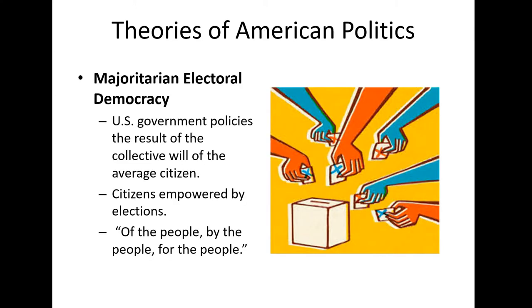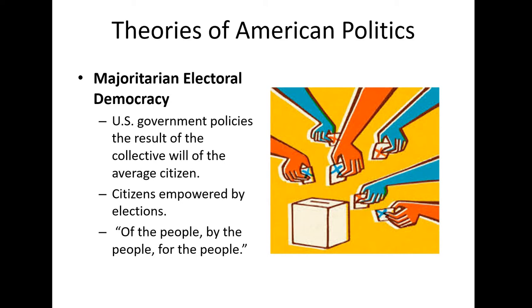in American politics. One is majoritarian electoral democracy. This is the idea that U.S. government policy is the result of the collective will of the average citizen who is empowered by democratic elections. It's the government of the people, by the people, for the people. So in order for someone to be elected, they have to appeal to the median voter and converge at the midpoint of citizens' policy preferences in order to get elected. What a person has to do when running for office is basically generalize the policy positions of the average voter.